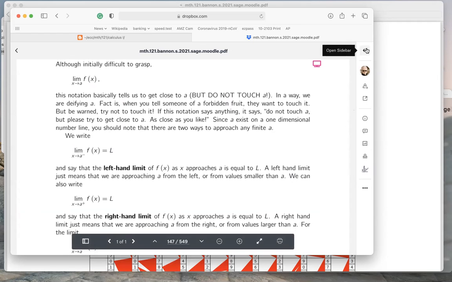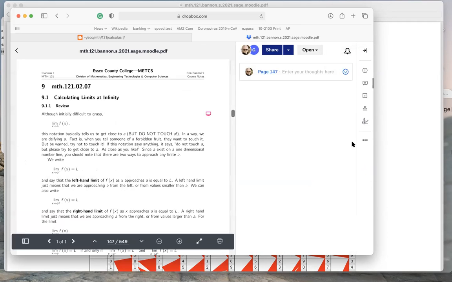Let me expand the sidebar. If I want the notes, I just expanded the sidebar by doing this, by the way. I'll go through this once again for you. Click on this and just download the notes, and you can download them to your computer.